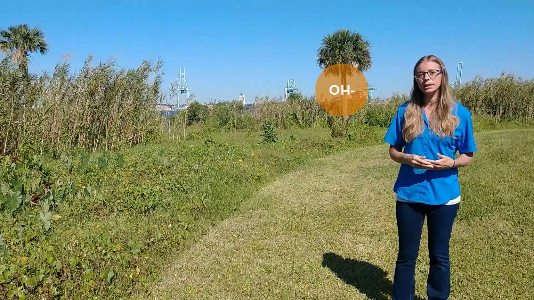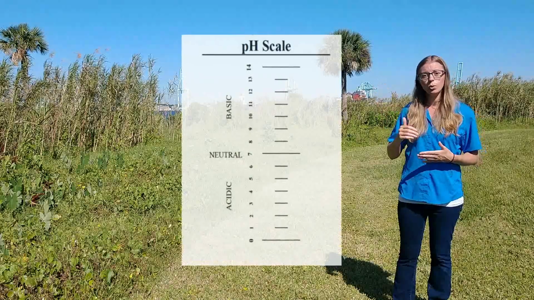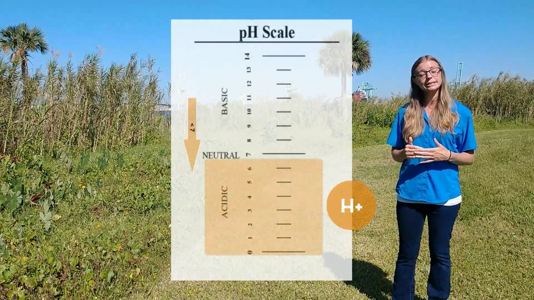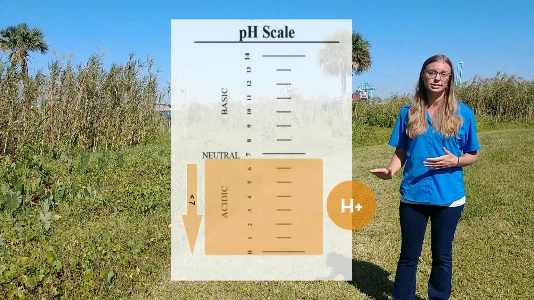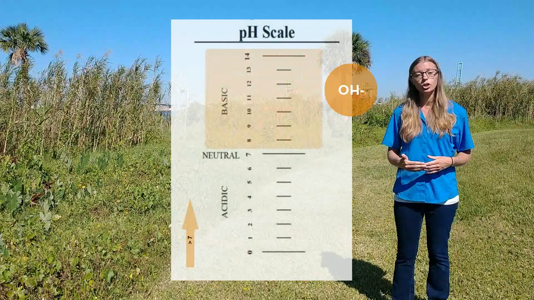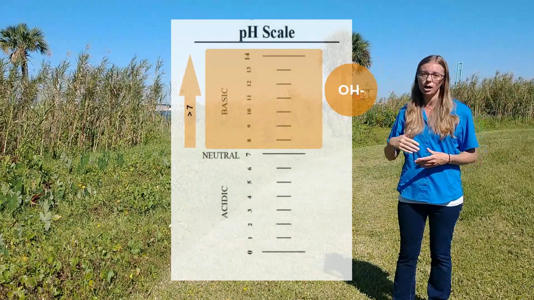So let's look at the pH scale. It goes from 0 to 14. When you have higher concentrations of hydrogen ions, you're going to be on the acidic end of the scale and below 7. If you have higher concentrations of hydroxide ions, you're going to be on the alkaline or basic end of the scale, and you're going to be above 7.